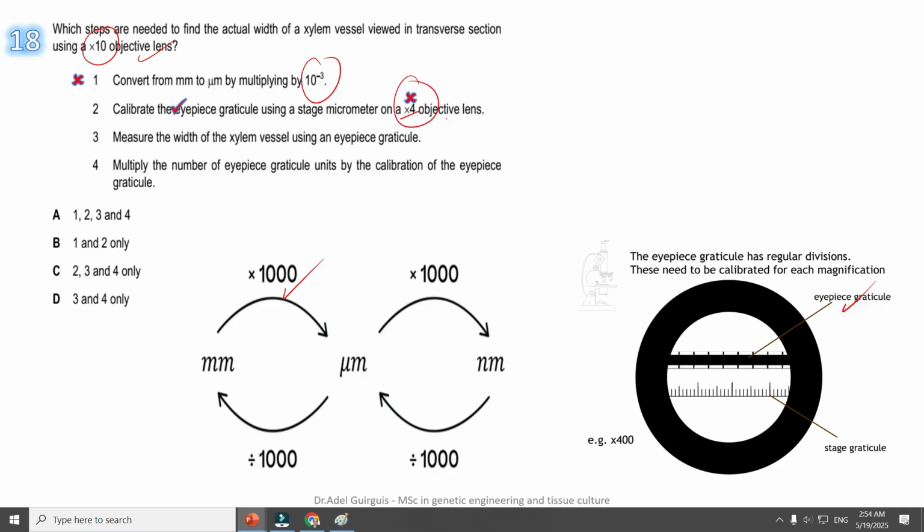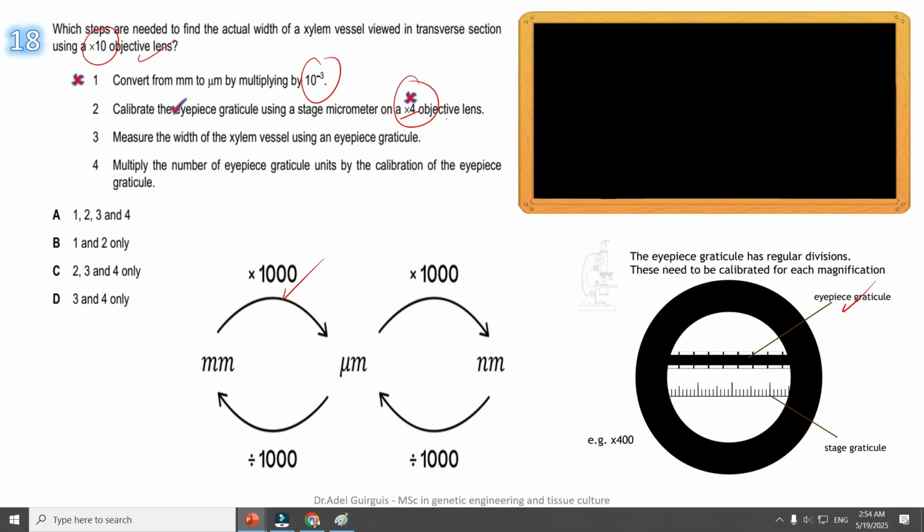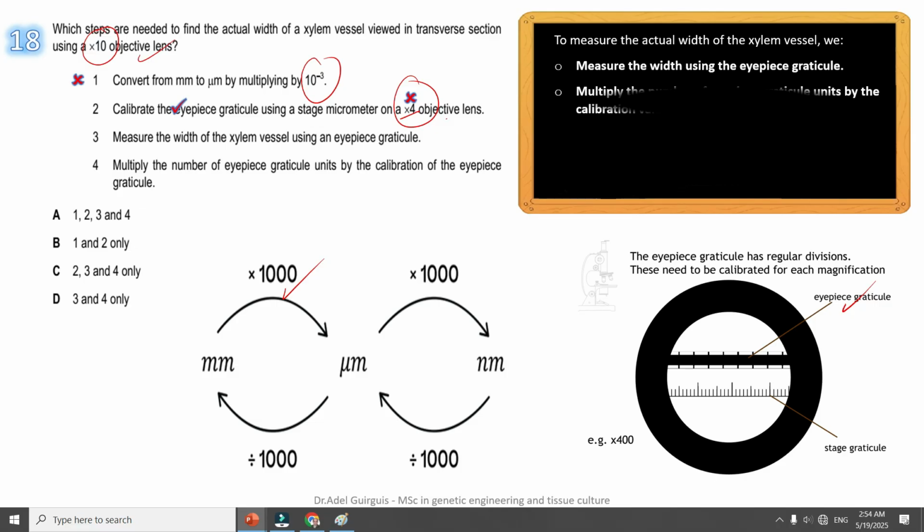Now for a summary of this slide. To measure the actual width of the xylem vessel, measure the width using the eyepiece graticule, counting how many eyepiece graticule units, then multiply the number of eyepiece graticule units by the calibration value, in micrometers.